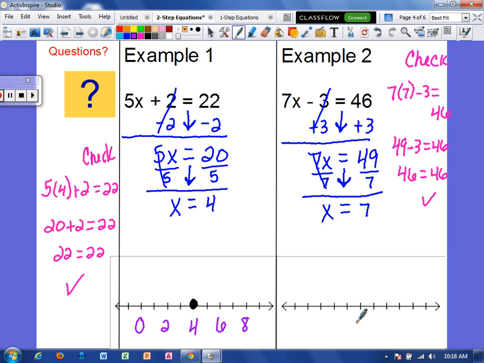Now I'm going to graph. So I'm going to put 7 here and fill in some other numbers. And then I want to have a filled in circle at 7.